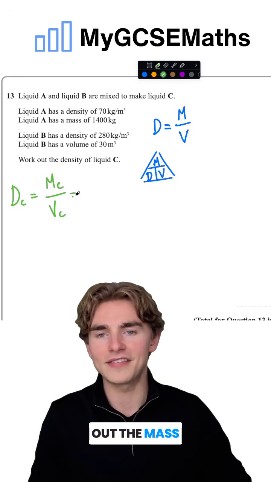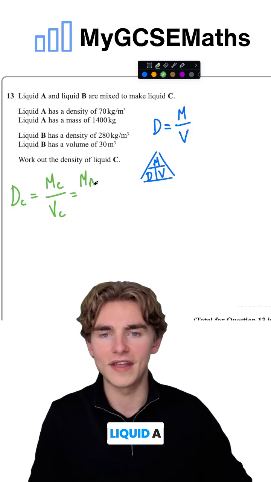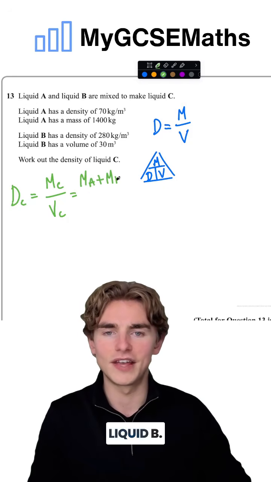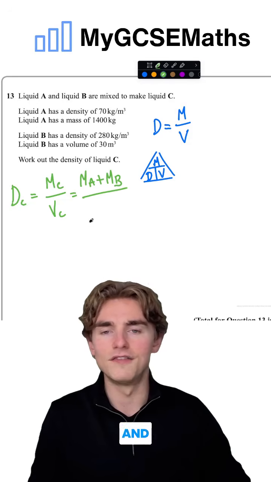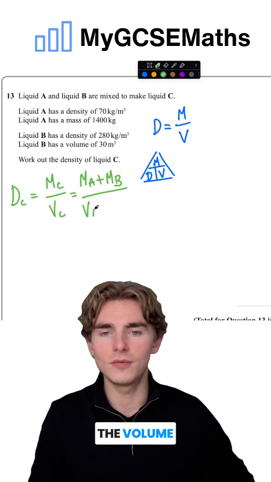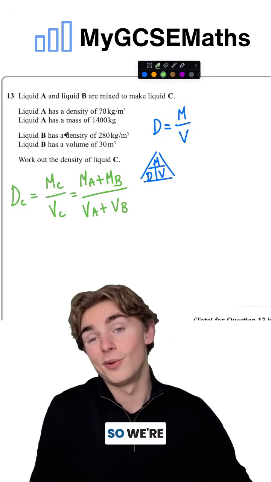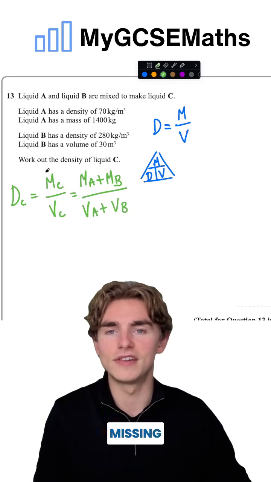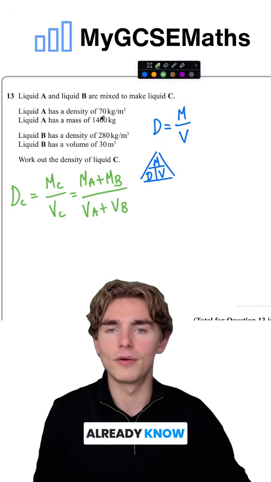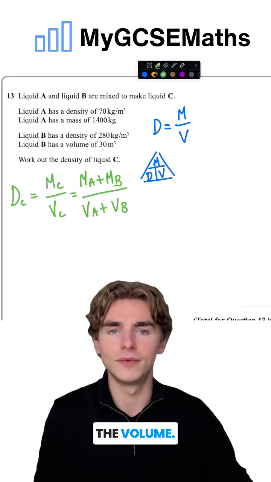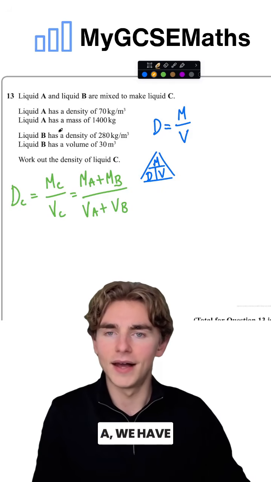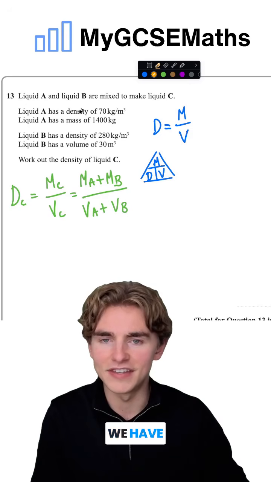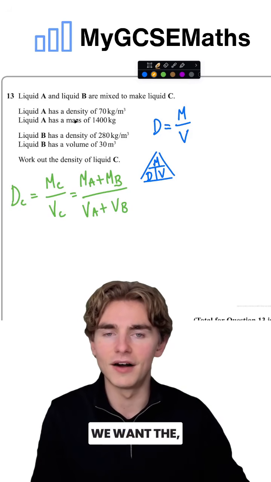Now, to work out the mass of liquid C, we're going to do the mass of liquid A plus the mass of liquid B. And the volume of liquid C is going to be the volume of A plus the volume of B. So we're going to have to do our density, mass, and volume for liquid A and B to work out those missing ones. For liquid A, we already know the mass, but we don't have the volume. So for liquid A, we have the mass, we have the density, we want the volume.